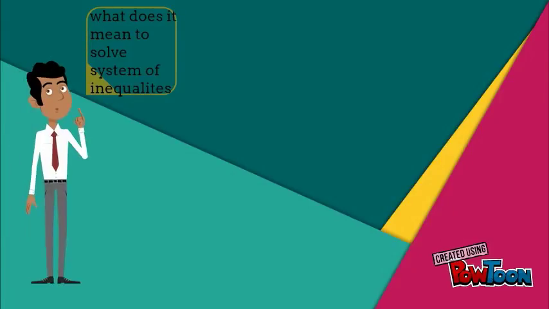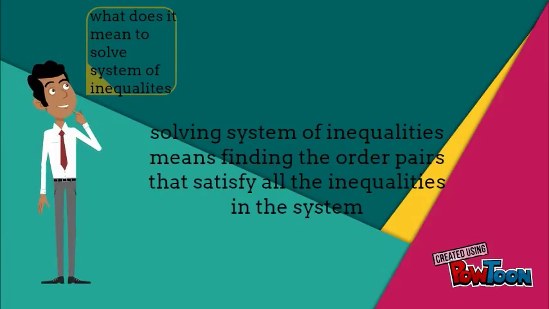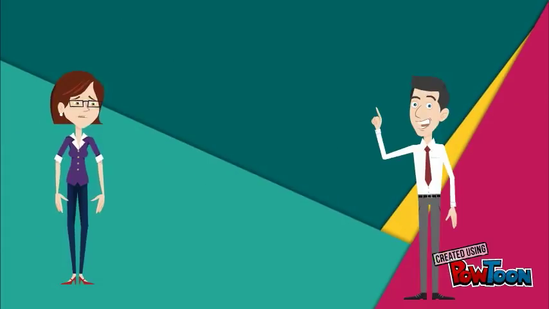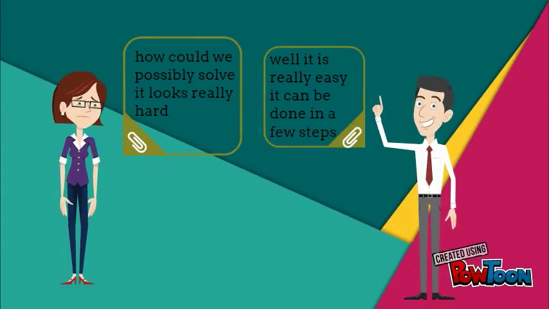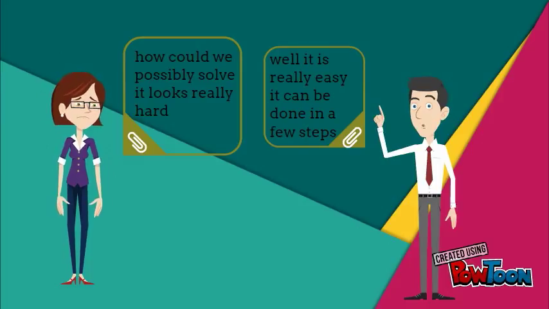So what does system of inequalities mean? Solving system of inequalities means finding the ordered pairs that satisfy all the inequalities in the system. So how could we possibly do that? It's actually pretty easy. We can do them in just a few steps.